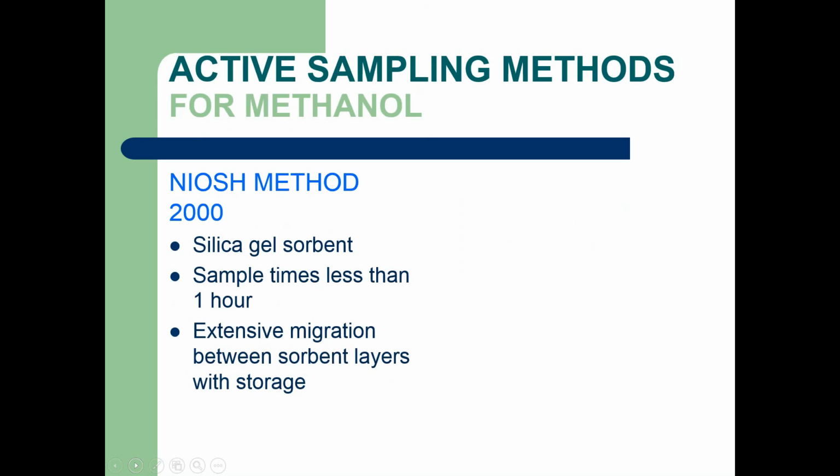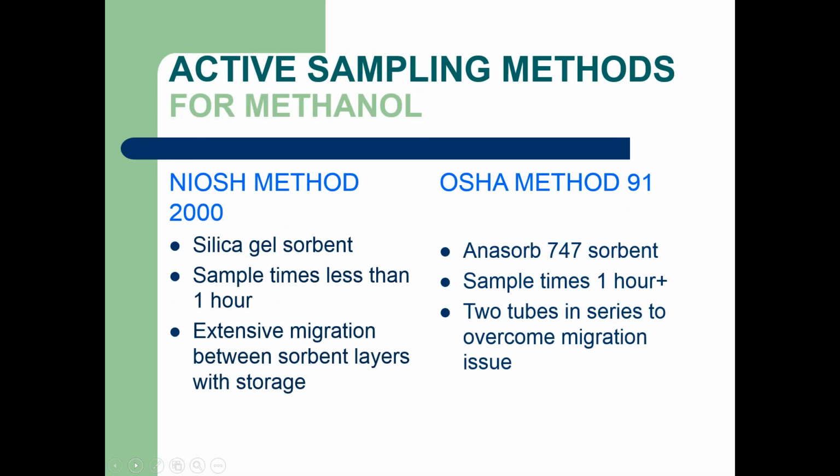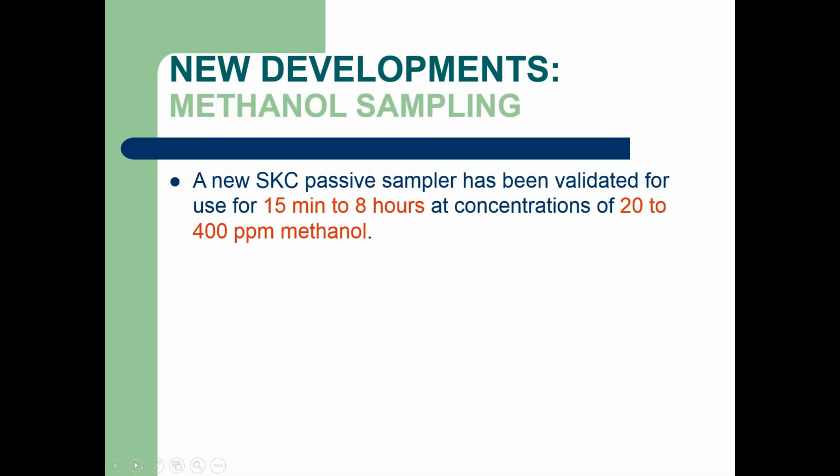Existing active sampling methods are quite burdensome for users. The NIOSH method has extremely short sample times, and sample migration between sorbent layers with storage can be problematic. The OSHA method uses two tubes in series to overcome migration problems, but again, this is cumbersome to assemble and use. This method also has limited sampling times like the NIOSH method. So given the concerns with existing active methods for methanol, SKC chemists developed a new passive sampler that has been validated for use from 15 minutes to 8 hours.